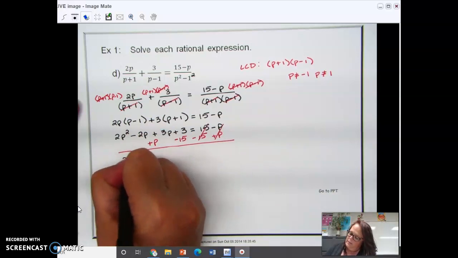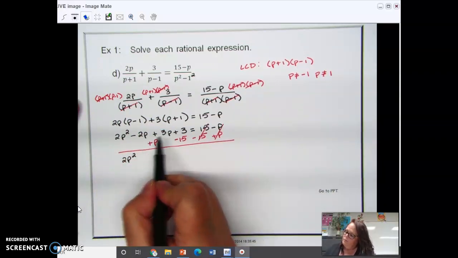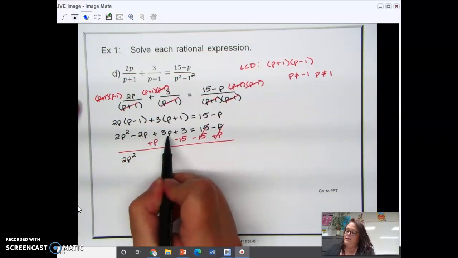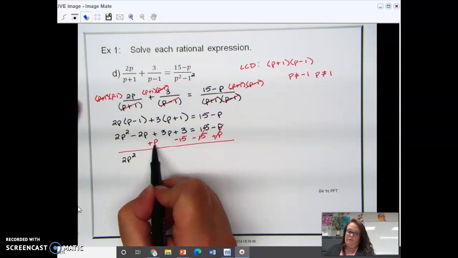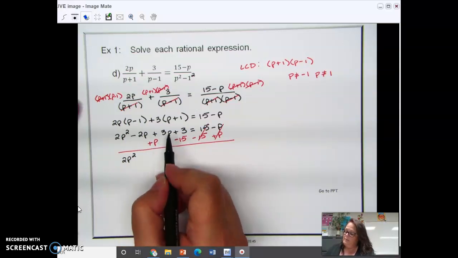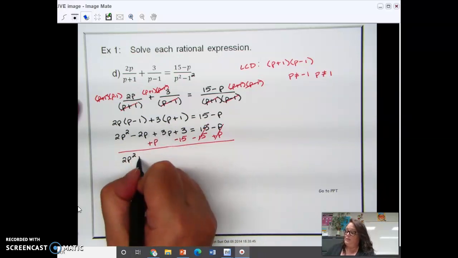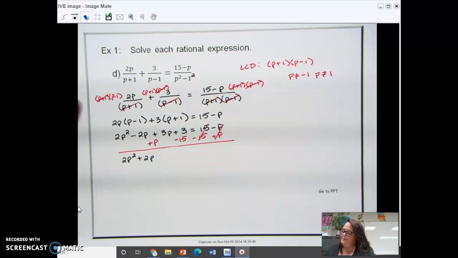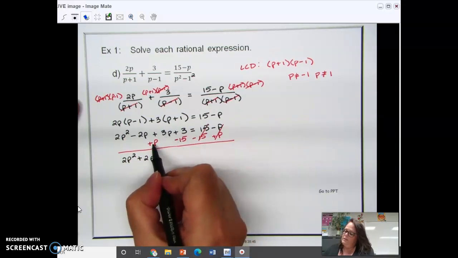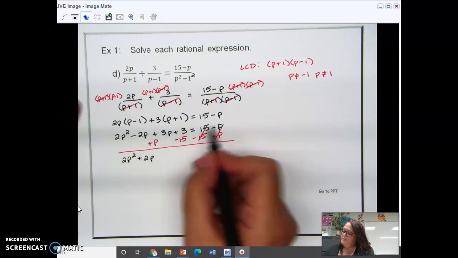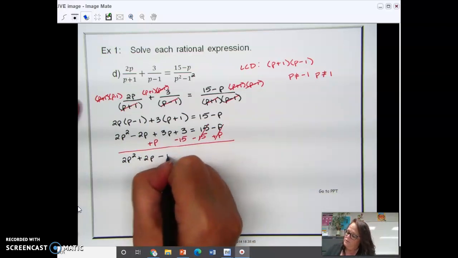So I've got 2p squared, then I have negative 2p, and positive p negative 1p, plus 3p makes positive 2p. Sorry about that. Lost my mind for a second. So 3 plus 1 makes 4, minus 2 makes 2. And then 3 minus 15 is negative 12.